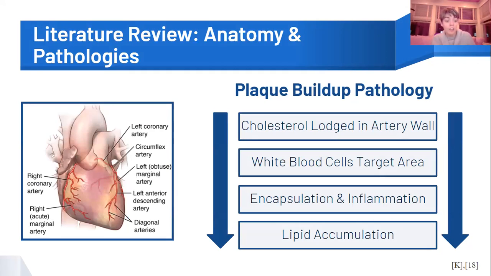The coronary arteries are the transport vessels for the blood to the heart. As mentioned, OCAD is characterized by the buildup of lipids on the arterial walls. The pathology is initiated when a piece of cholesterol becomes lodged in the arterial wall, which causes blood cells to target the area. As the cholesterol is encapsulated, inflammation occurs, and ultimately this results in lipid accumulation.